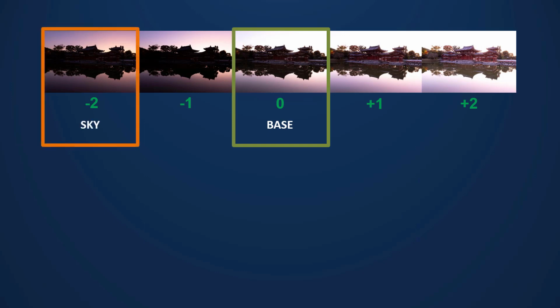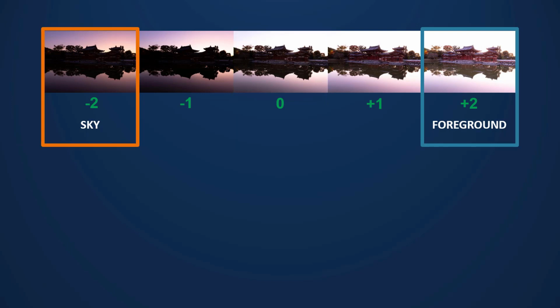Now we are going to use the 0 exposure photo as the base photo, then use the -2 photo to recover the sky, and another photo, the +2 exposure photo, for the foreground. You may ask, why can't we use only 2 photos, the +2 exposure photo for the foreground and the -2 exposure photo for the sky? Well, instead of explaining to you, I think it's better for me to show you directly in Photoshop.